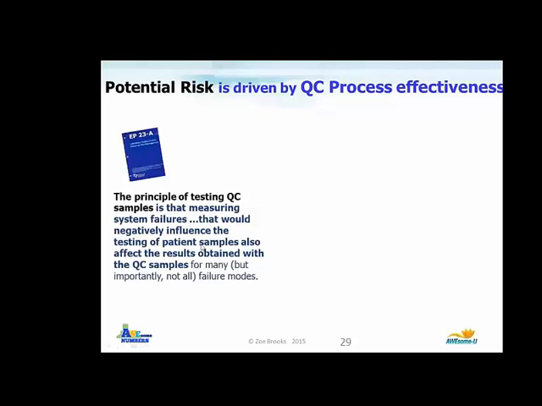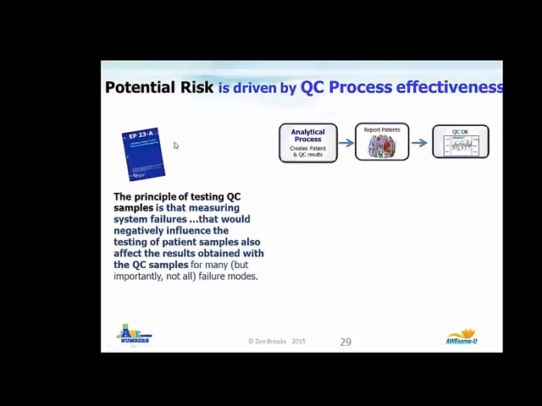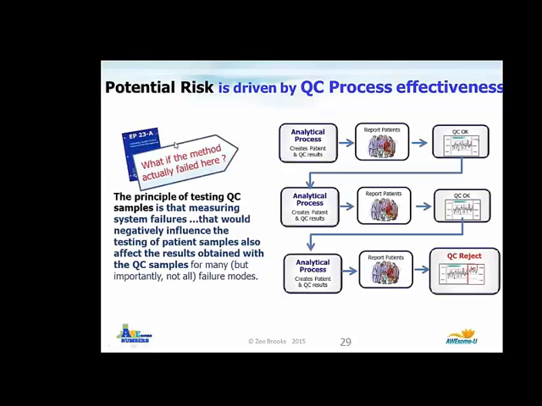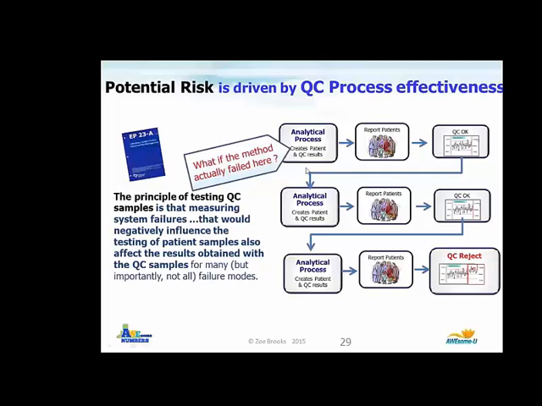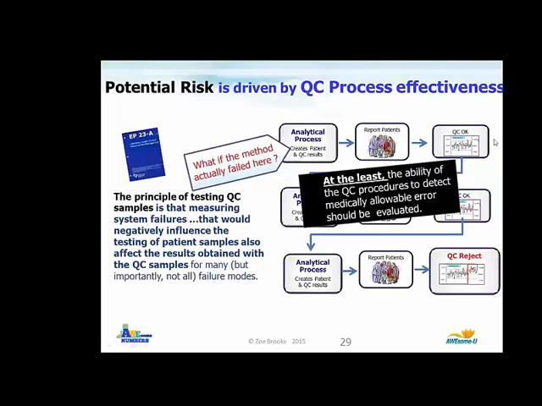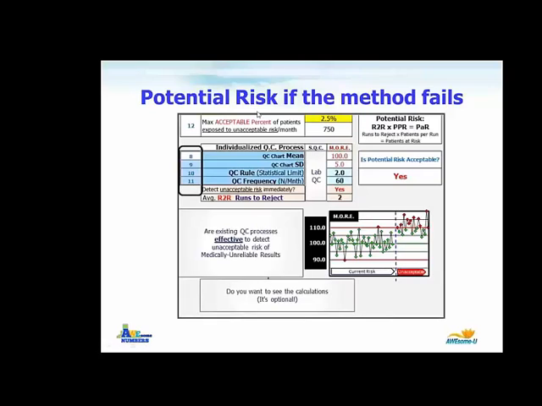The principle of testing QC samples is that what happens to your patients happens to your QC sample as well. What if the method really failed back here? At the least, the ability of the QC procedures to detect medically allowable error should be evaluated. What is the potential risk if the method fails?